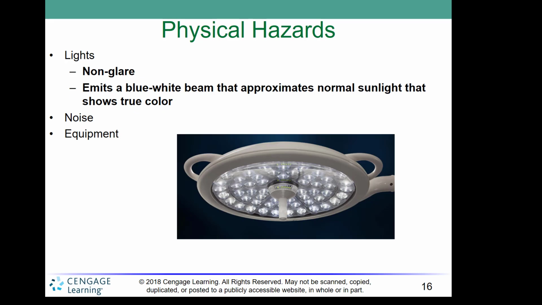The lights. The reason the lights can be a hazard is while they're supposed to be non-glare, they do emit a blue-white beam, and it's supposed to be like sunlight that shows true color. So you can tell the difference between an artery and a vein, let's say. But with that sunlight, you've got to be cautious that you're not staring too long into the light. It is a bright light, so you want to make sure you're avoiding eye fatigue by being cautious with the lights.